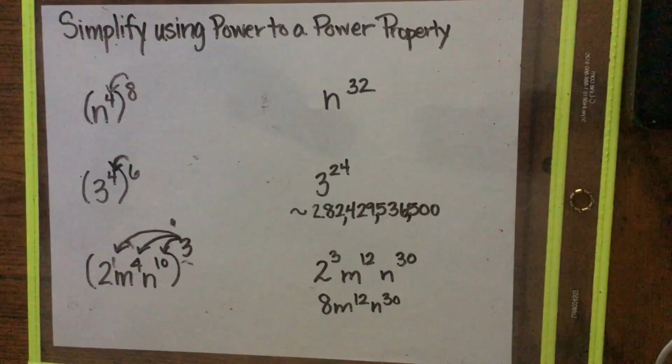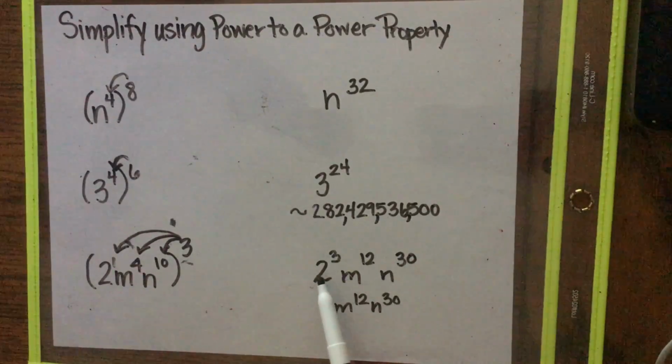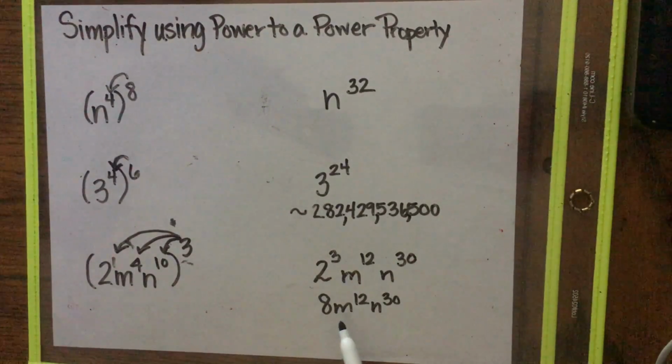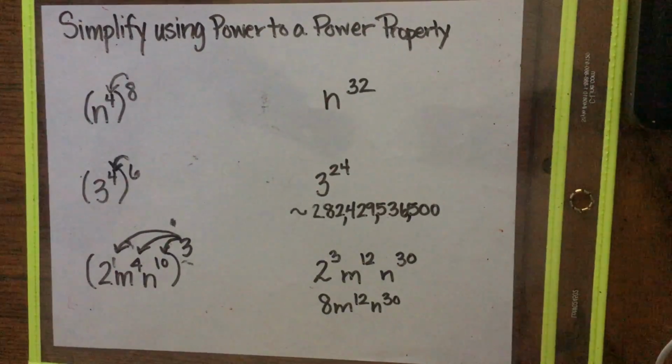Now this one, I mean, you can leave it like that, but if you wanted to go that next step, this one's an easy one. 2 to the power of 3 is 8, M to the 12th power, and N to the 30th power, because we do not know the values of M and N.